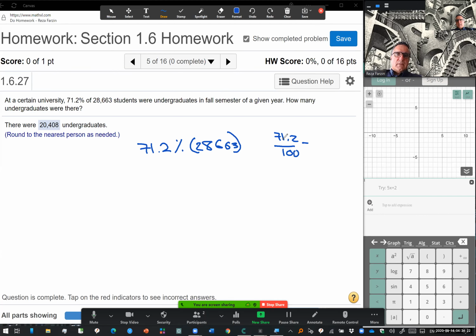You know that when you divide by a power of 10, you move the decimal to the left as many places as you have zeros in the power of 10. So we notice here we have 2 zeros, right? So this is going to just be 0.712. Is that clear, Casey? Yeah. Okay. So basically, this just becomes the same as 0.712 times 28,663.